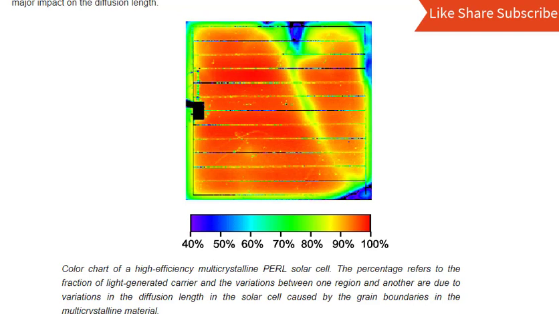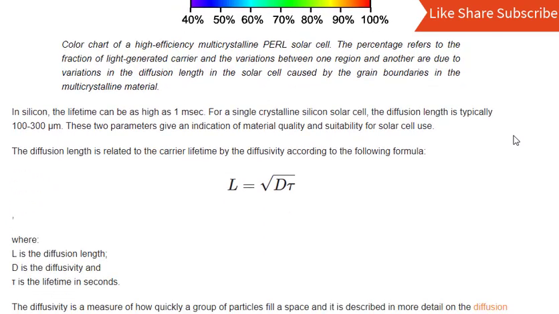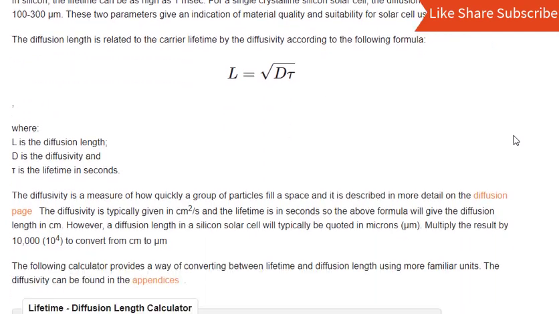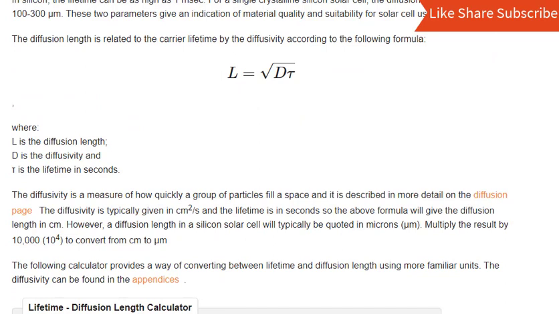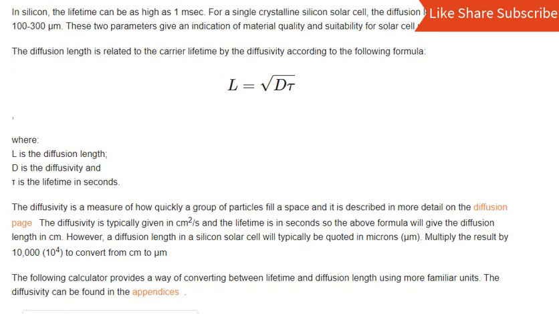In silicon, the lifetime can be as high as 1 millisecond. For a single crystalline silicon solar cell, the diffusion length is typically 100 to 300 micrometers. These two parameters give an indication of material quality and suitability for solar cell use. The diffusion length is related to the carrier lifetime by the diffusivity according to the following formula, where L is the diffusion length, D is the diffusivity, and tau is the lifetime in seconds.